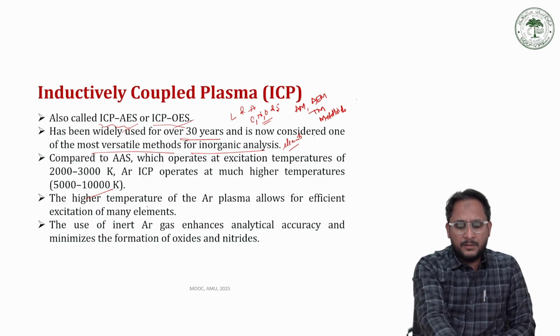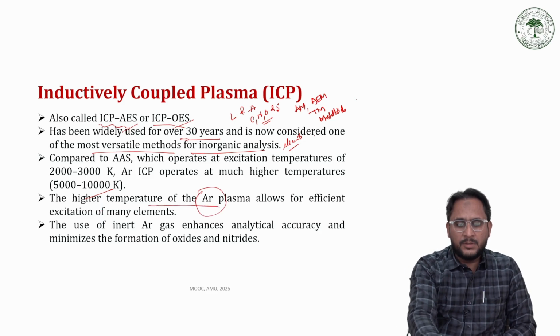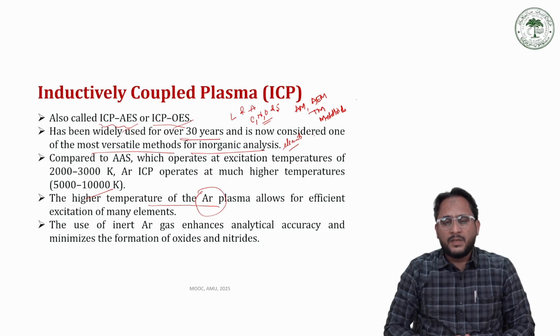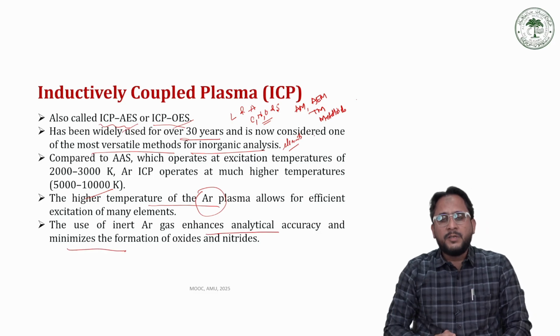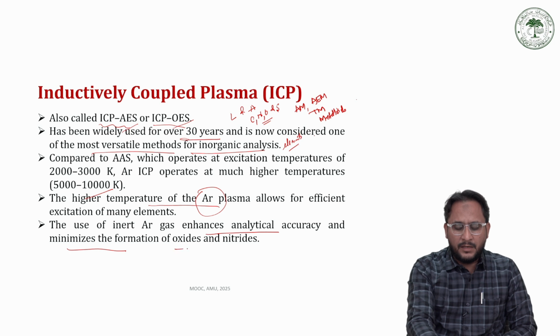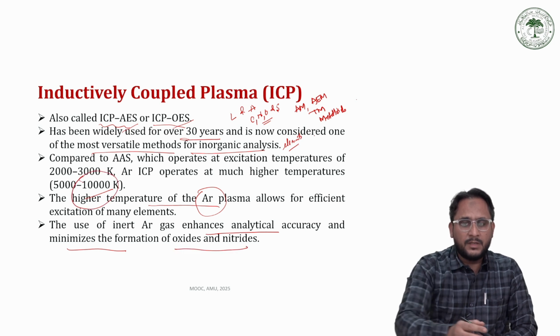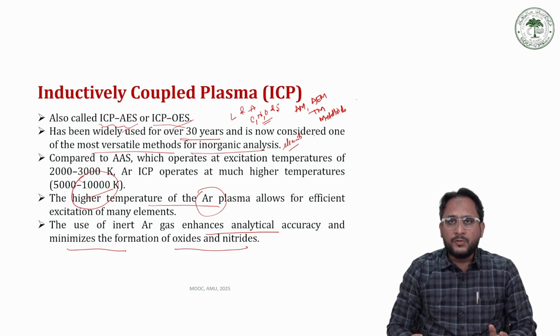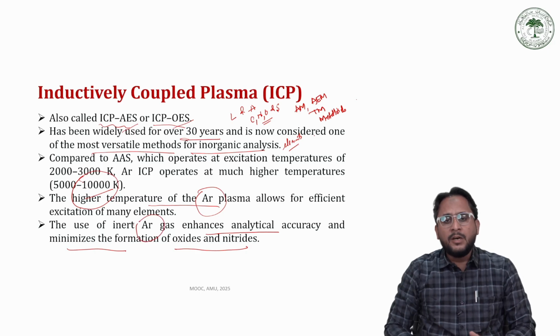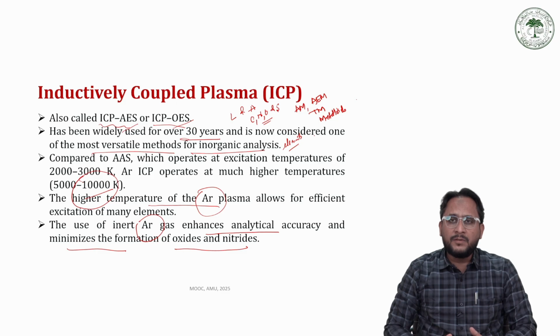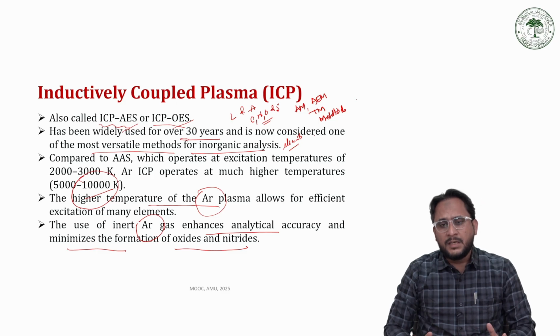Just like direct current plasma and microwave plasma, it also uses an inert gas like argon to create this plasma, and it provides very high accuracy. It also minimizes the possibility of formation of oxides as well as nitrides of the metal at such a high temperature of over 10,000 degree Kelvin, because we are not using oxygen or any other oxidant, we are using an inert gas. So the possibility of formation of any compound of the metals, like metal oxides or metal nitrides, is very low.